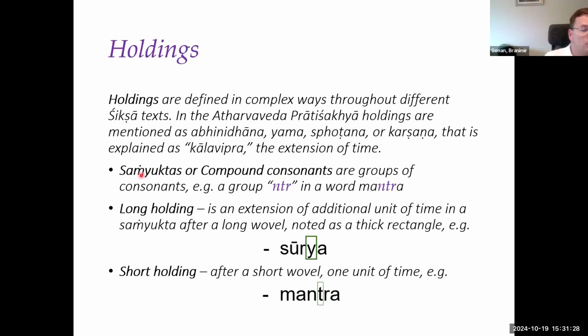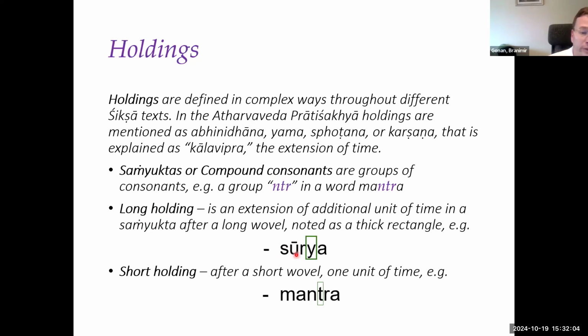So again, samyuktas or samyutaksharas or compound consonants are groups of consonants. For example, in the word mantra, this NTR is that compound of consonants brought together. So we have long holdings and we have short holdings. So why the long holdings? You have su. So su with this horizontal line above, it's denoting the length.